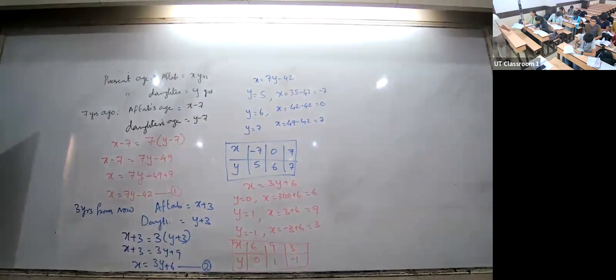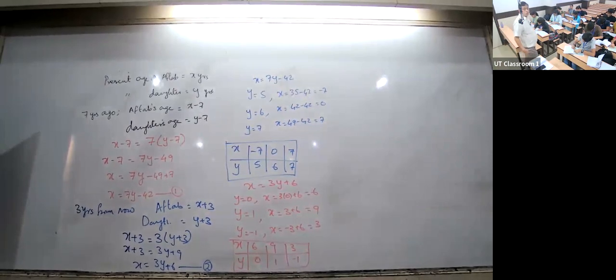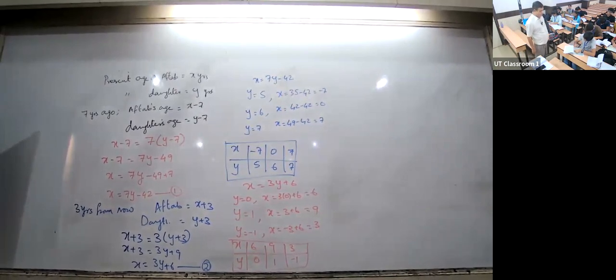Acha, this is Aftab. This is daughter. Getting? I did not ask these people to graph. I forgot.